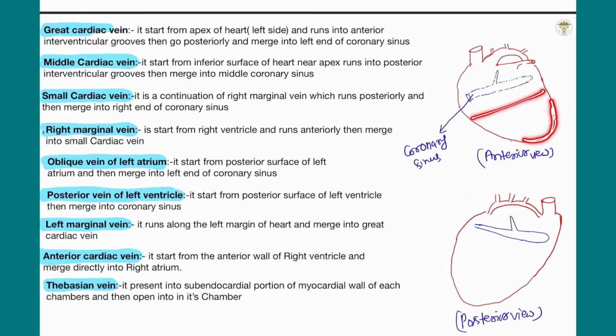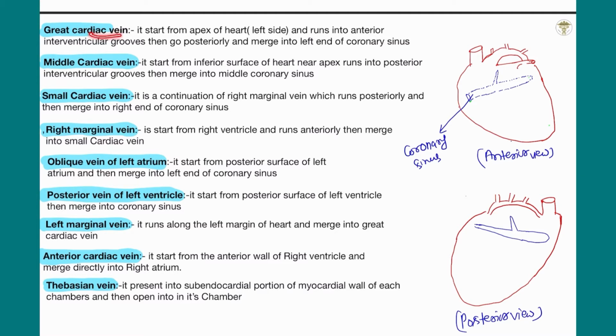You all already know this is the right atrium, this is the right ventricle, this is the left atrium, and this is the left ventricle. Here the interventricular septum is present, you all know, and this is the coronary sinus, which is present in the coronary sulcus in the posterior position.